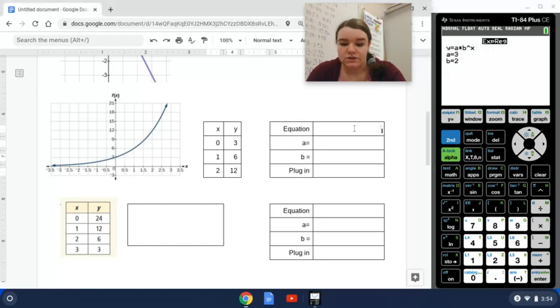So our equation is y equals a times b to the x. A is 3, b is 2. So when I plug this in, y equals, instead of a, I'm putting 3, and instead of b, I'm putting 2 to the x.